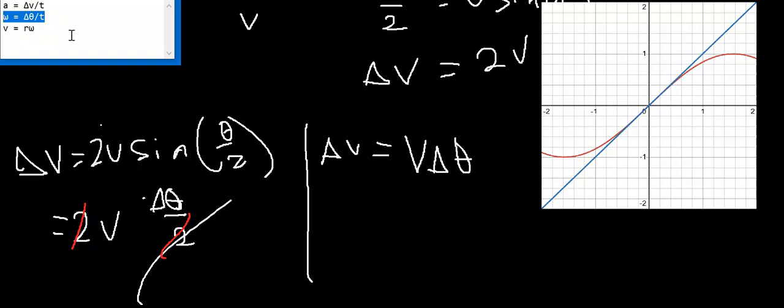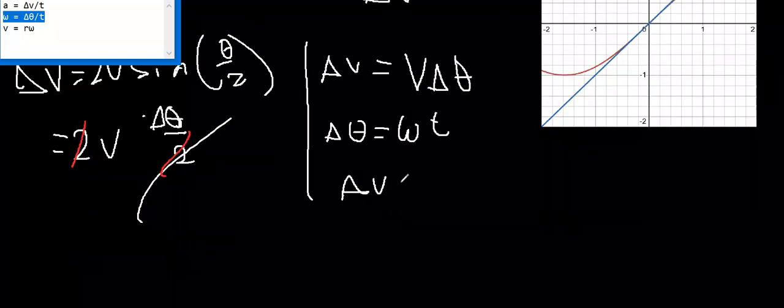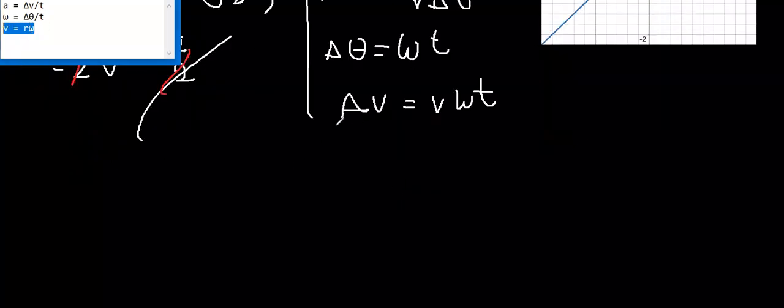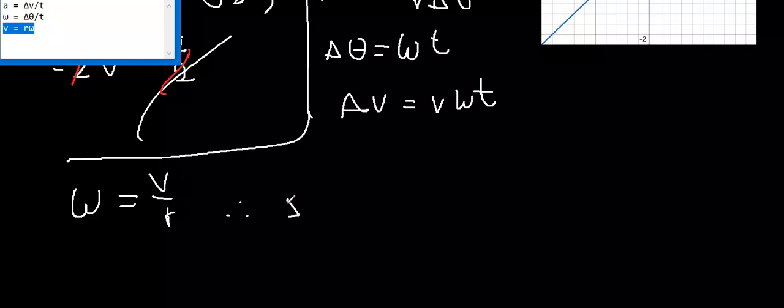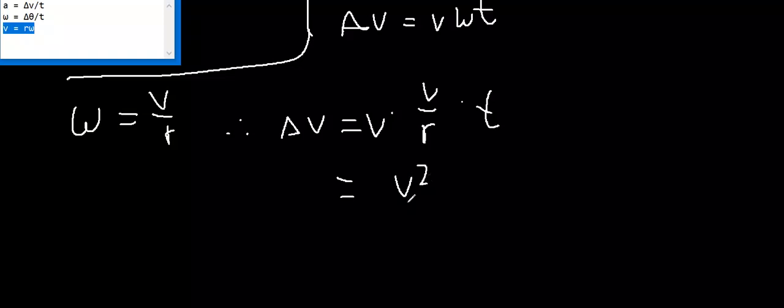So recall this equation that I have highlighted over here. Since we know that, we can write that delta theta is equal to omega times time. Therefore, delta v is equal to v omega times time. And now finally, we can use this equation. Since we know that the velocity is equal to the radius times the angular velocity, you can write that omega is equal to v over r. Therefore, delta v is equal to v times v over r times t. Now this should be coming in. So now delta v is equal to v squared over r times t.